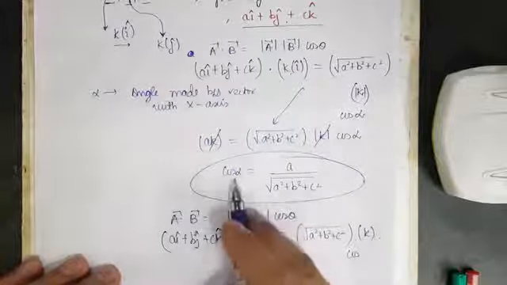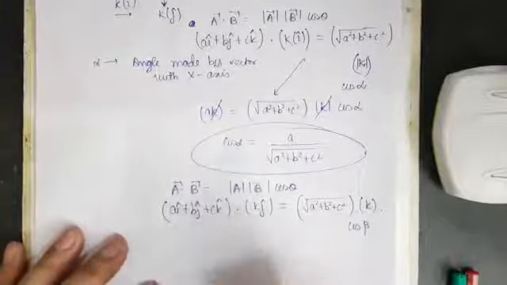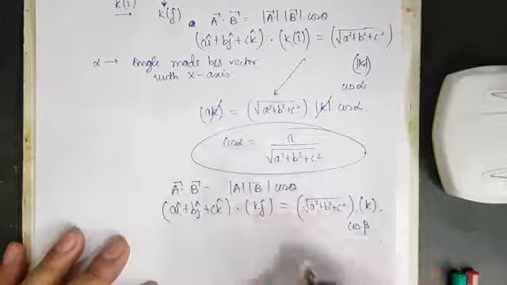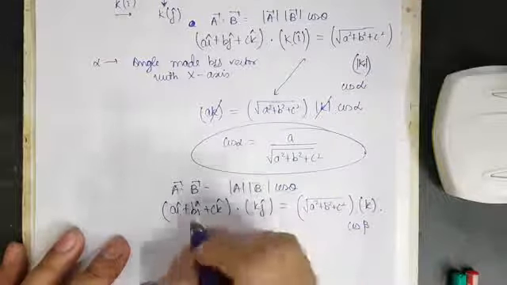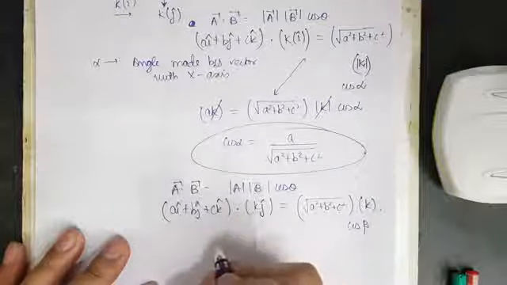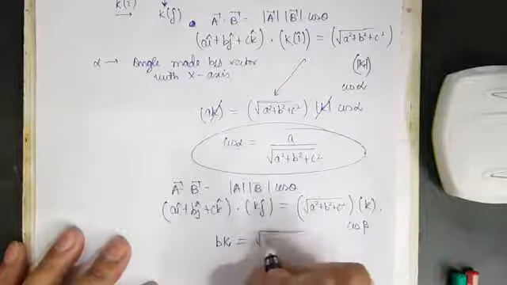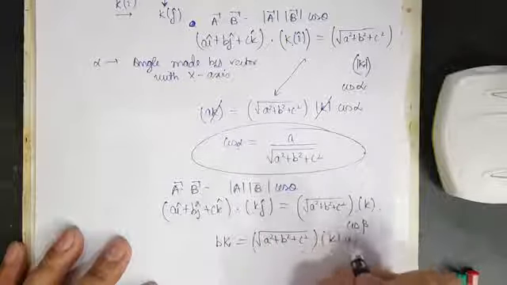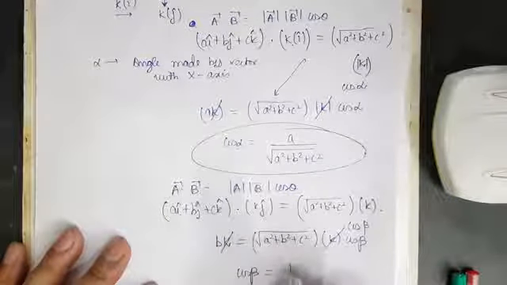Now we took alpha for the x-axis, and now we are taking beta for the y-axis. Multiplying these two, the dot product of ai bar and ck bar will vanish because we don't have any i and k in b. And bj bar dot kj bar will be equal to bk, which will be equal on the right hand side to under root a square plus b square plus c square into k into cos beta. K and k get cancelled, so cos beta will be equal to b by under root a square plus b square plus c square.